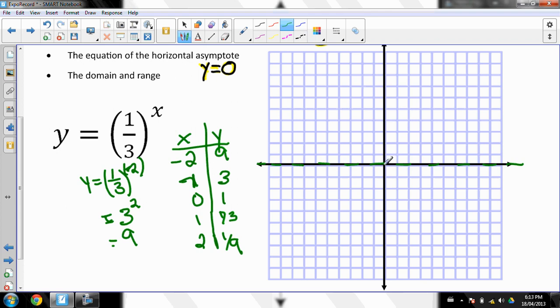Okay, so we can graph these. When x is negative 2, I'm at positive 9, so negative 2 and positive 9. When I'm at negative 1, I'm at positive 3. 1 and 0, of course. And then at 1, I'm at 1/3, so I'm going to cut this into thirds, 1/3. And then I'm at 1/9, so I'm almost touching it, but not quite. And so we could just draw our smooth exponential graph, well, I can't draw a smooth one apparently. Noting that it gets infinitesimally or extremely close to that asymptote, but never actually touches it.